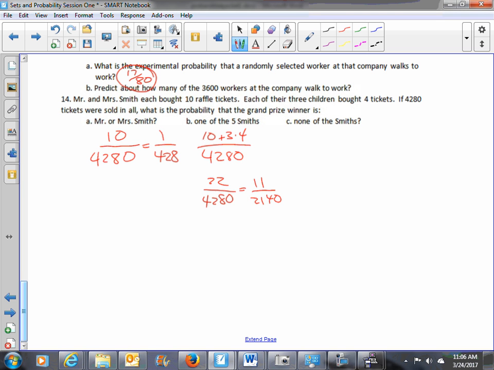Well, the probability that none of the Smiths win the grand prize is 1 minus the probability that one of the Smiths do win the grand prize. So we're just going to have 2,129 over 2,140. See, because this becomes 2,140 over 2,140, and then you subtract 11 from the numerator, and you get 2,129 over 2,140. So it is much more likely that the Smiths will not win the grand prize than that they will win the grand prize. All right, moving on.